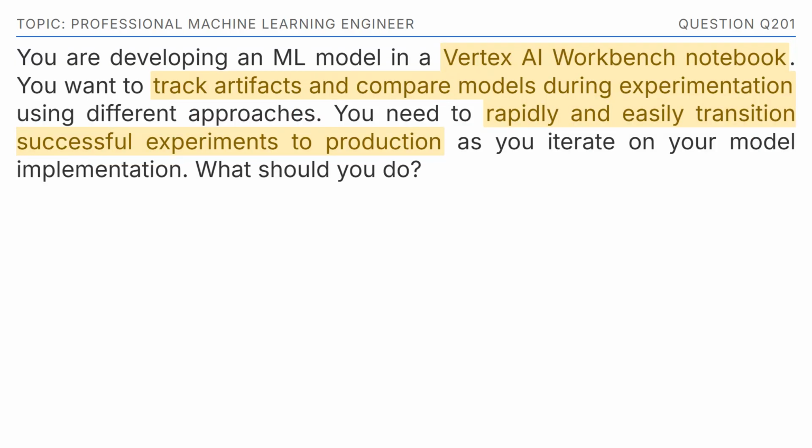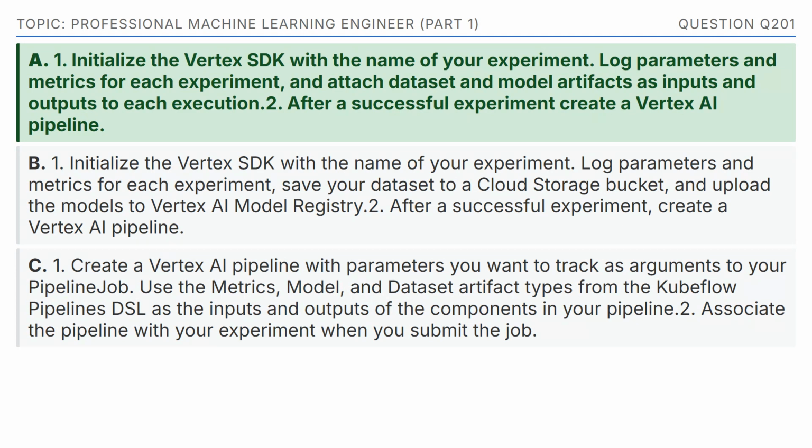To arrive at the correct answer, we focus on the keywords: Vertex AI Workbench Notebook, track artifacts, and compare models during experimentation, rapidly and easily transition successful experiments to production. The correct answer is option A, 1.